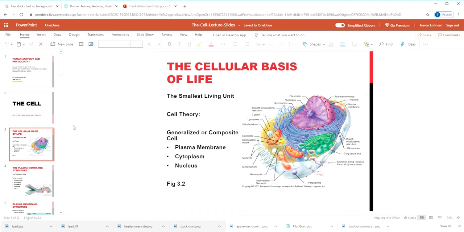Let's dive right in. So the cell is the smallest living unit. There are, of course, smaller units and smaller building blocks in our body, but they aren't living. They aren't capable of dividing. They are not able to produce their own proteins and regulate their own metabolism. So the cell is the smallest living unit.